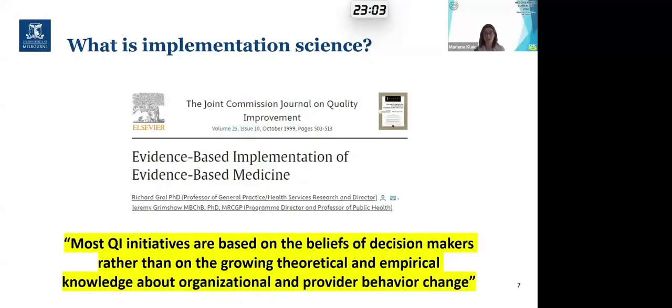So about 25 years ago, Richard Grol and Jeremy Grimshaw proposed that we need to match evidence-based medicine with evidence-based implementation. And the argument that they proposed in this paper was that most quality improvement initiatives are based on the beliefs of decision makers, rather than on the growing theoretical and empirical knowledge about behaviour change and organisational psychology. And that was very much the seed for starting this field of implementation science.